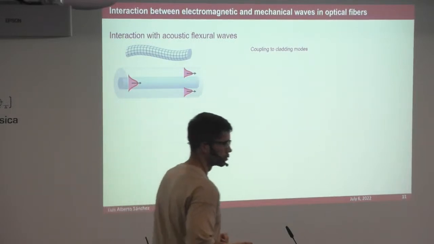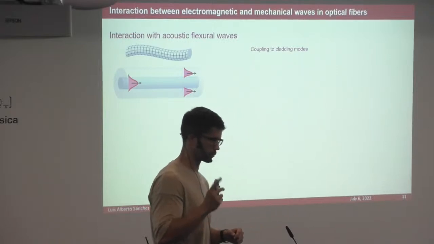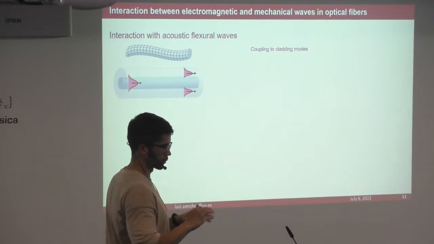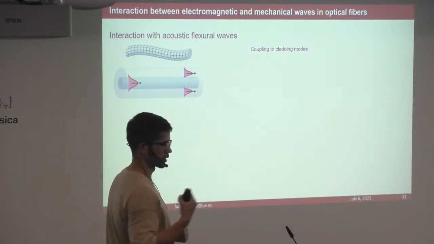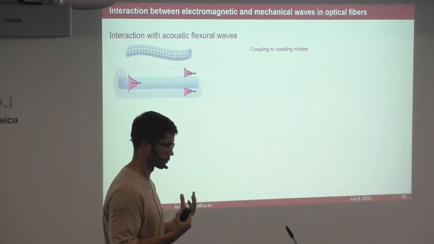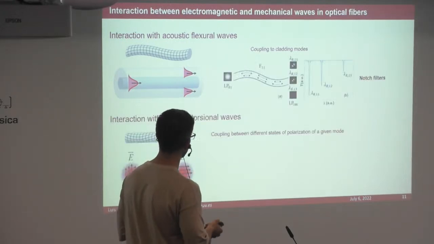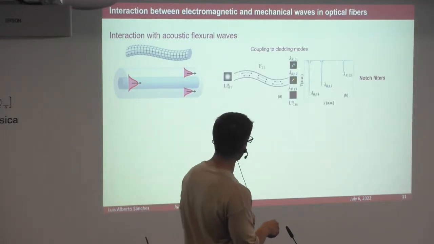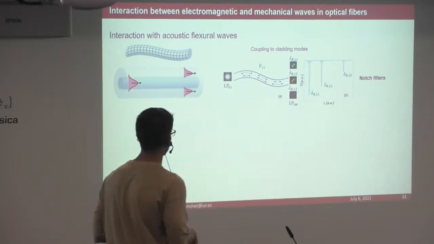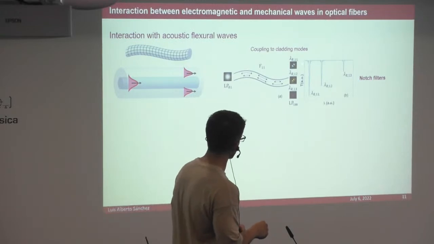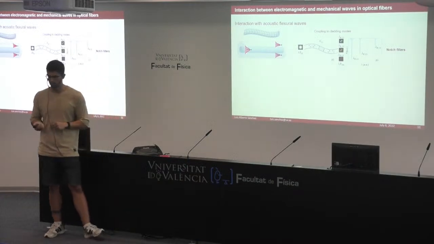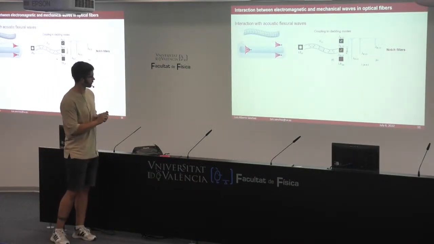Okay, what happens when you couple light to the external medium? Usually fibers are covered by a polymer protecting film that absorbs light. So light that is in the cladding will interact with the plastic and will be absorbed. If you take a look at the transmittance spectrum, when you put a flexural wave in a fiber, you can see that there are these notches. These notches are frequencies where light is lost because of this coupling to the cladding.